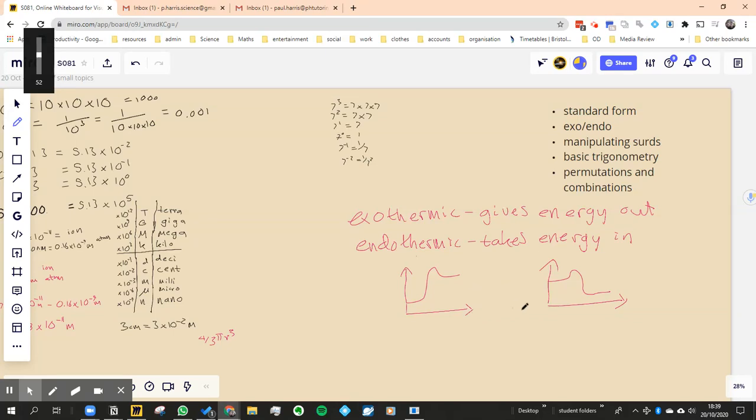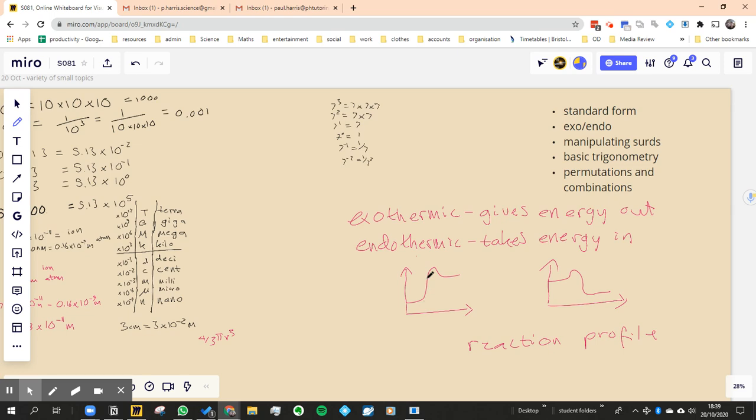So these graphs here are called reaction profiles. Essentially you can imagine it's time on the x-axis. It's not really. What's happened to my pen? Reaction profile. You can imagine it's time along the x-axis, and then along the y-axis is the amount of energy that's inside the chemicals.